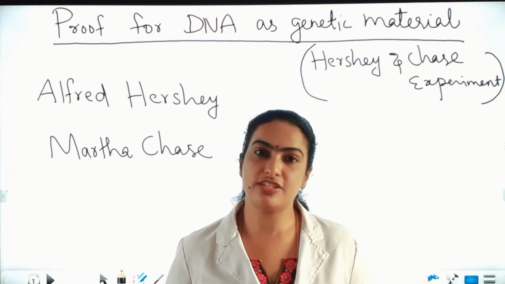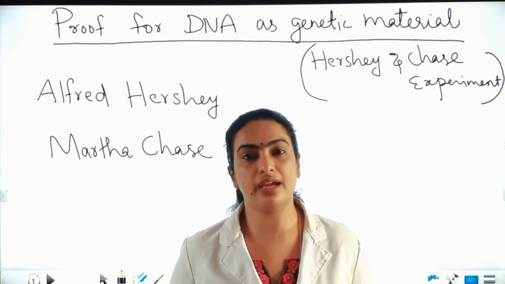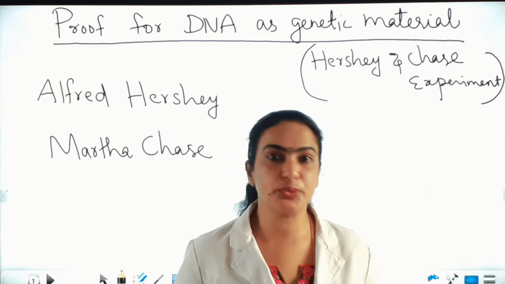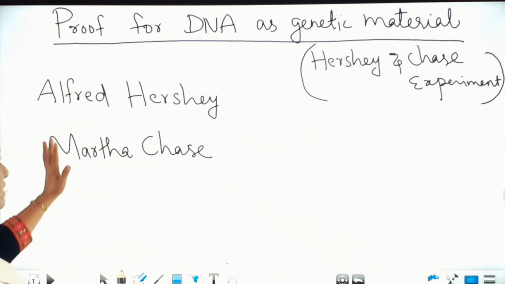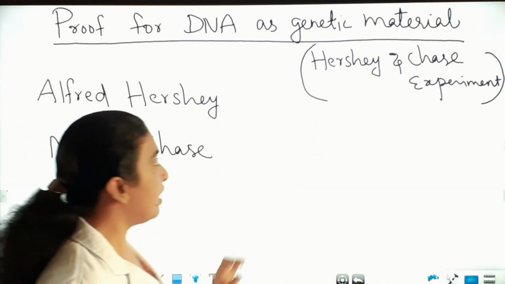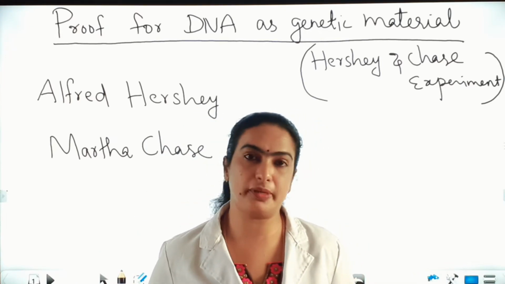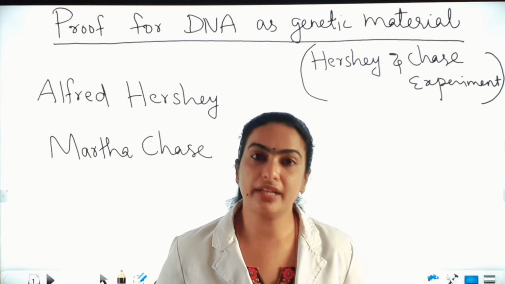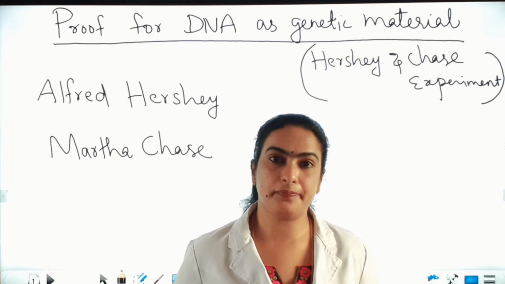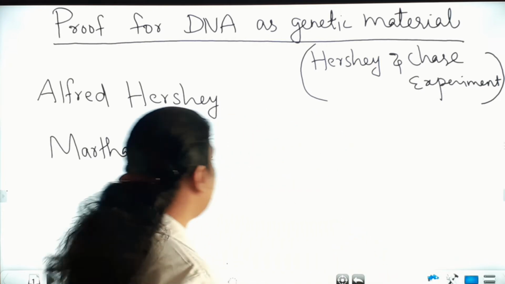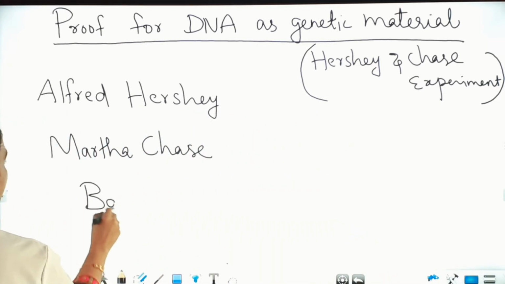Now I am going to teach you the proof for DNA as the genetic material. The experiment was conducted by two scientists, Alfred Hershey and Martha Chase. So the experiment is commonly known as the Hershey and Chase experiment. They conducted an experiment on bacteriophage and E. coli. So we can see bacteriophage.